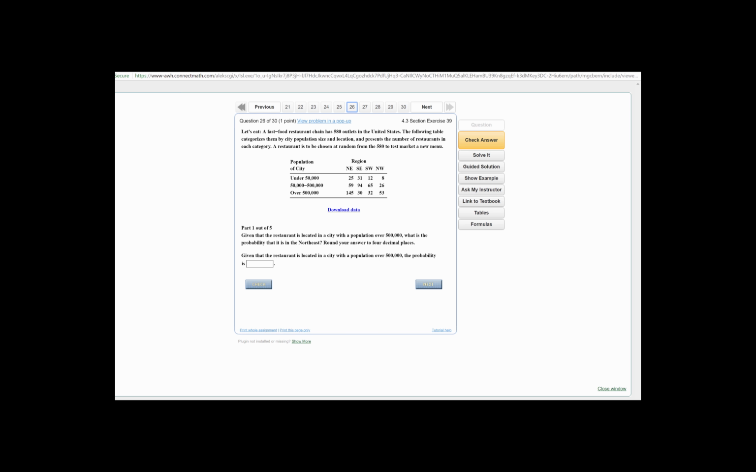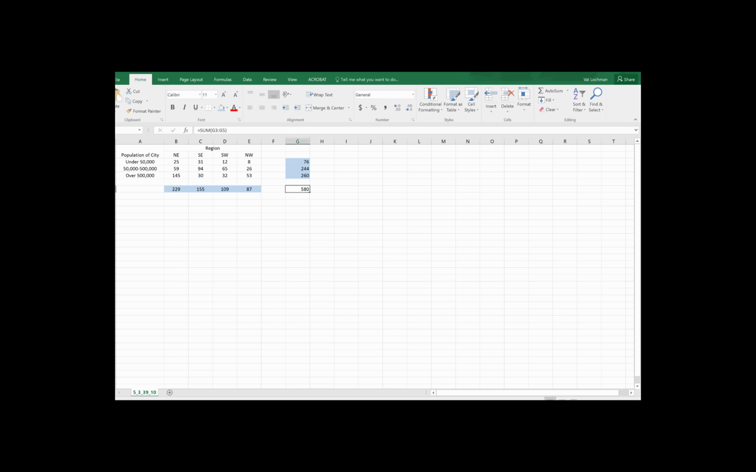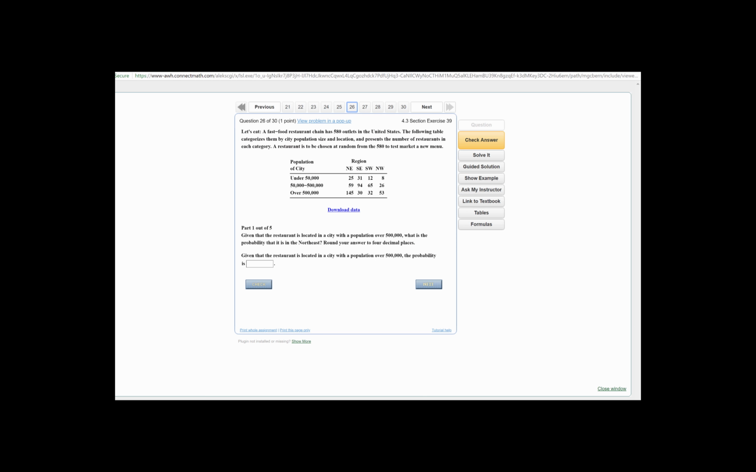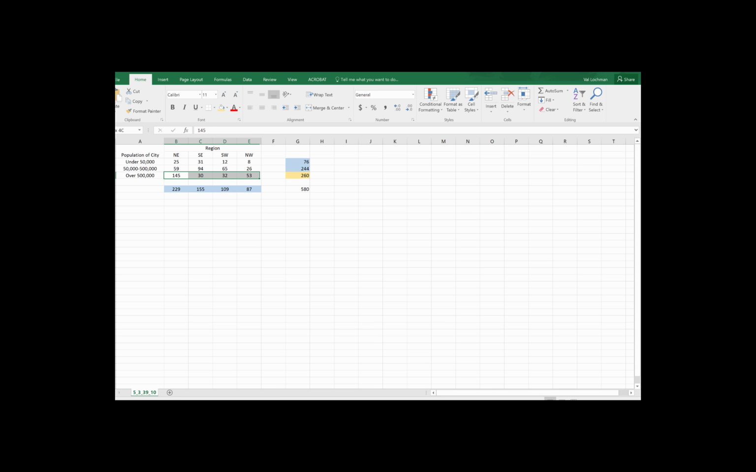Let's see. The first one says, given that the restaurant is located in a city with a population over 500,000, okay? So over 500,000, that's how many I have. Over 500,000. What is the probability that it is in the northeast? So now I'm looking at these numbers right here and find the one that says northeast. So this one, okay? So now my fraction is 145 out of 260.